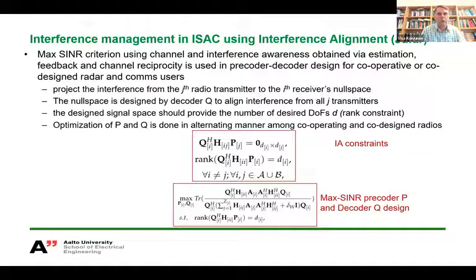And then, just to make sure that you get the desired degrees of freedom both for the communication and sensing part, you can impose a constraint on the degrees of freedom, and that will be visible as a rank constraint in the optimization problem. And then you can find these precoders and decoders that do this interference alignment by doing optimization in an alternating manner. So you first design a decoder, then a precoder, and you alternate this until it converges, and as a result you will be able to sense or communicate in almost interference-free channels.